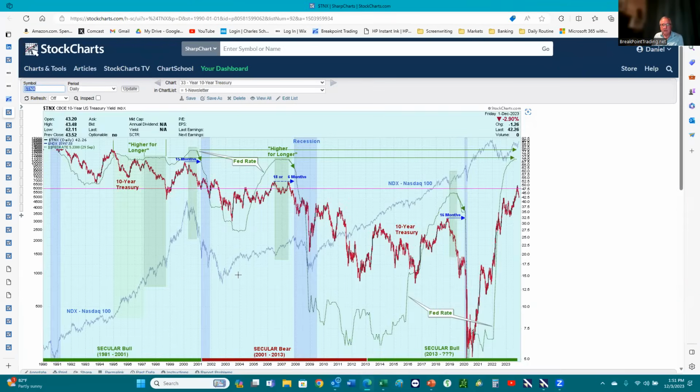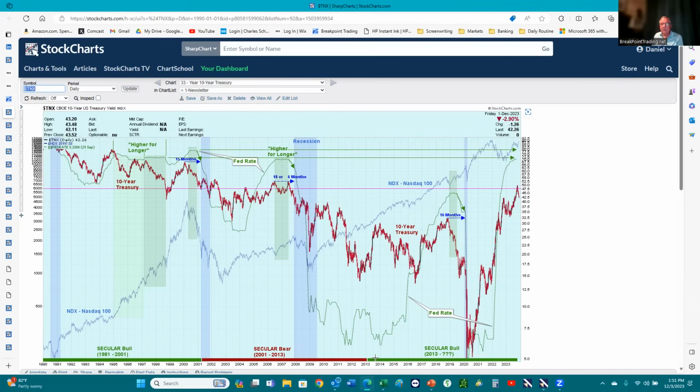This is the 10-year Treasury with Fed rates. The green one is the Fed rates, the red one is the 10-year Treasury, and the blue one is the NASDAQ 100 in the background. These are recessions back here, and I added in secular bull and bear markets, just so you can see where they are.